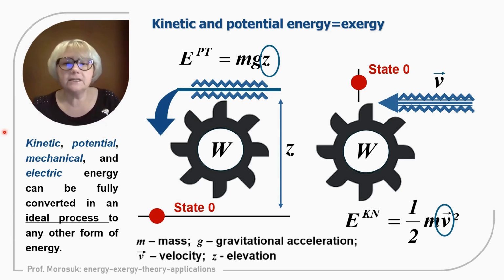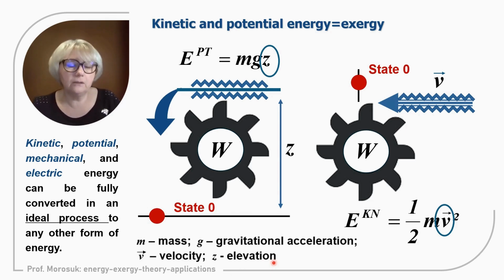So let us start with a very understandable example. We will try to generate work using, for example, the flow of water. So we will convert the potential energy of water to the mechanical work. In this way, equation for energy and equation for exergy will be the same. And the more work we can generate, only if we will have the higher elevation.